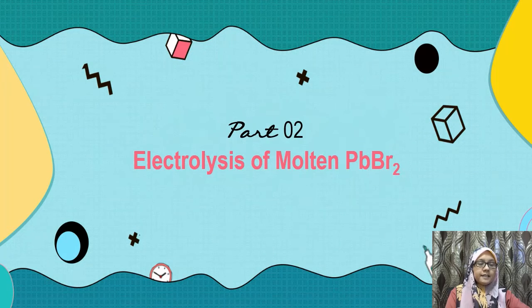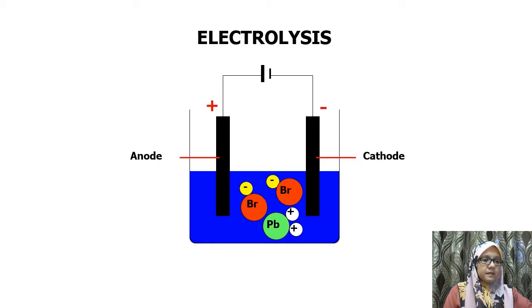Now let's move to part 2, which is the electrolysis of molten lead(II) bromide. In this diagram, we can see that there is a molten compound, which is lead(II) bromide, the anode and cathode, and the battery. We will discuss further on the setup of apparatus. This diagram is only to see the animation. What occurs in the electrolysis process if we use lead bromide compound as electrolyte?